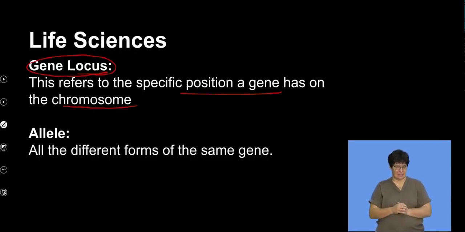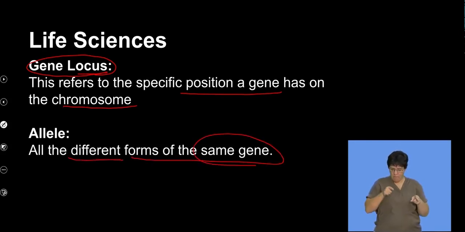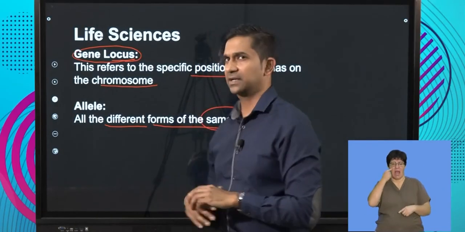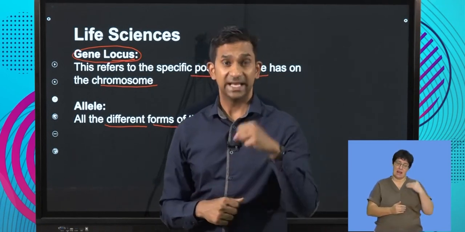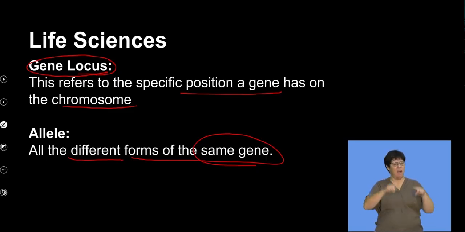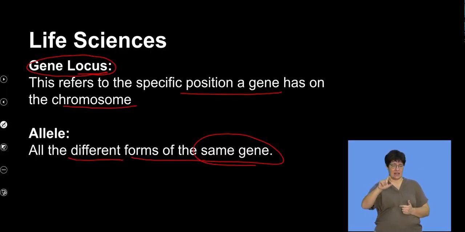An allele is essentially a different form of the same gene. So if we think of a simple characteristic like eye color, we've got different variations in eye color. If we think of left-handedness and right-handedness, those are the alternative forms of the expression of a gene. So we have alleles for those different expressions of genes.